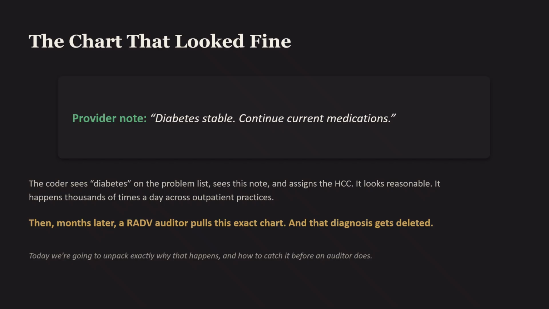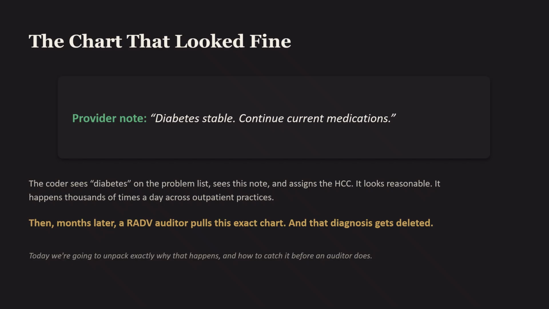And honestly, this exact pattern happens thousands of times a day across hundreds of thousands of outpatient practices. And it's not that it's sloppy work, and it's not that it's a rookie mistake. Experienced coders do this every single day and genuinely believe that they're coding correctly, and I can see why. But then, months later, a RADV auditor pulls this exact chart as part of a sample, and the diagnosis gets deleted from the claim. Now, why?